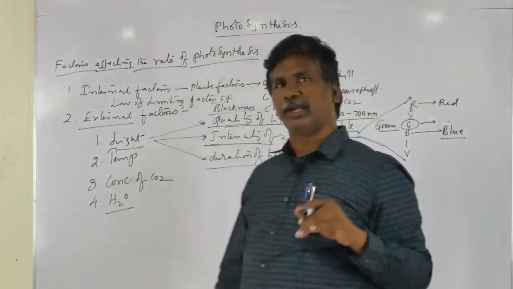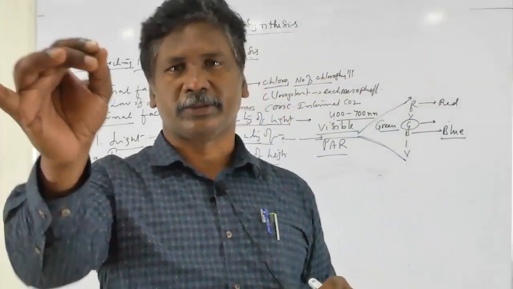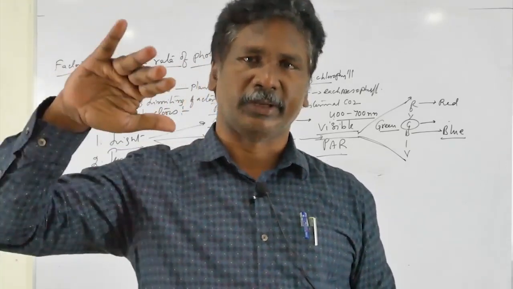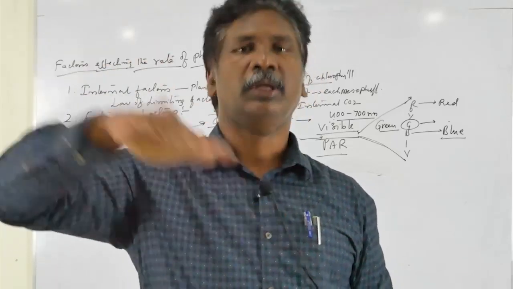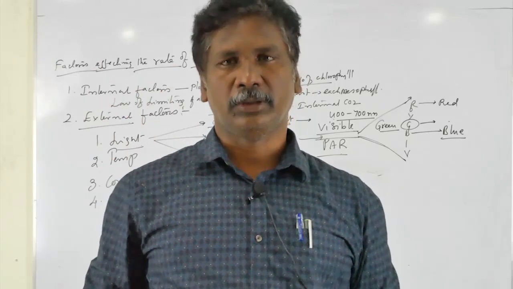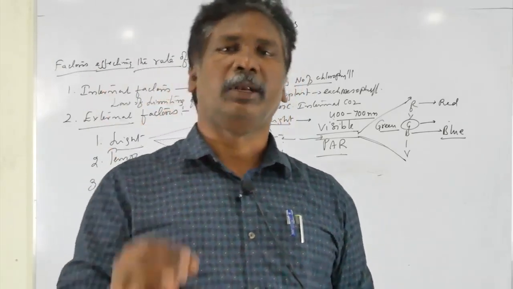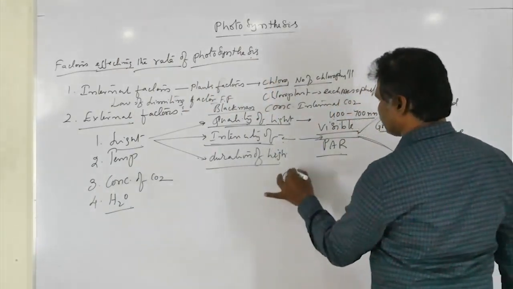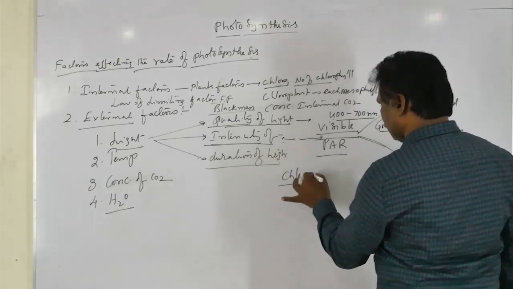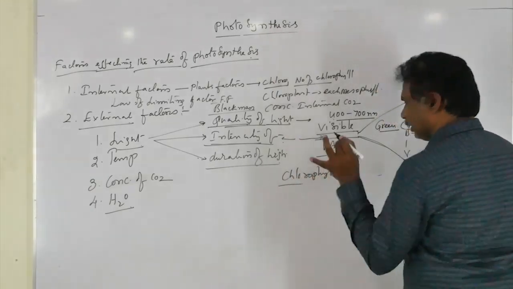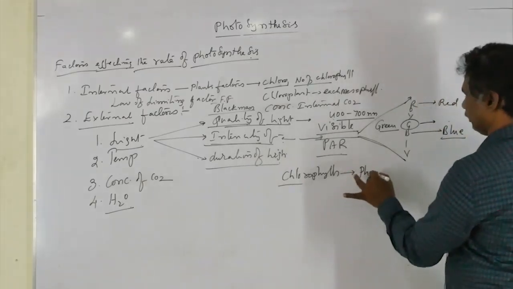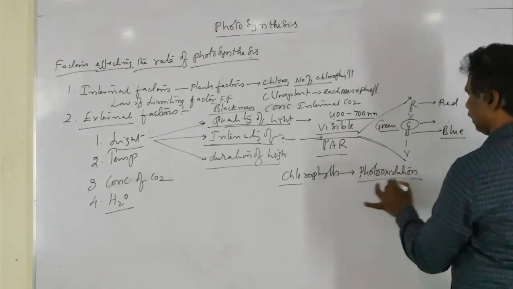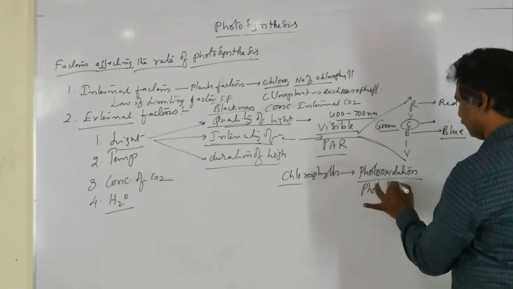If the intensity of the light increases, the rate of photosynthesis also increases up to certain levels. If the light intensity increases, the rate of photosynthesis also increases. That means directly proportional. But remember once again, in high light intensity, those chlorophyll molecules undergo photooxidation, also called photobleaching.